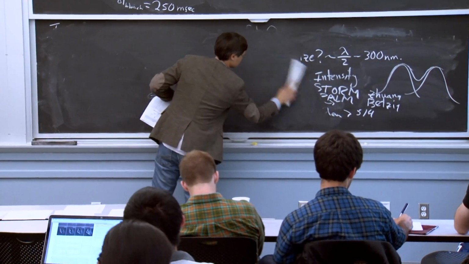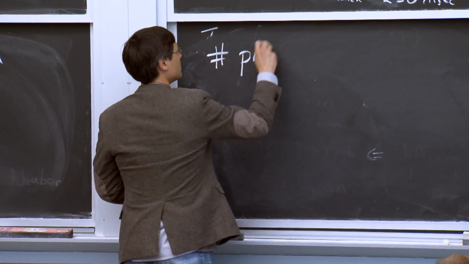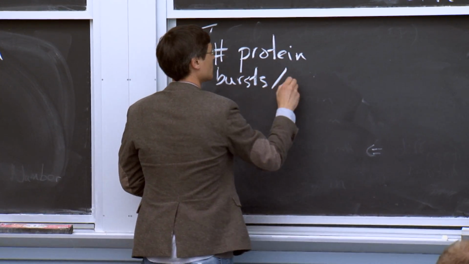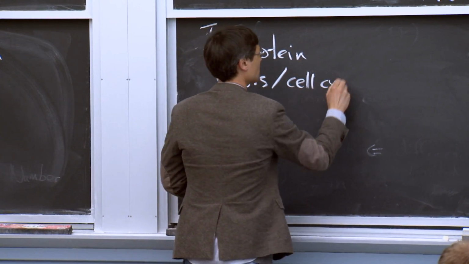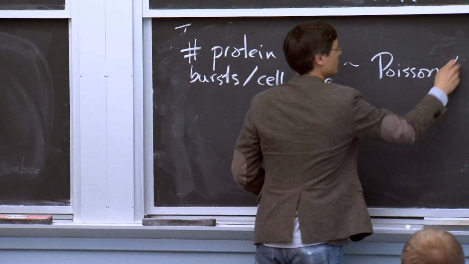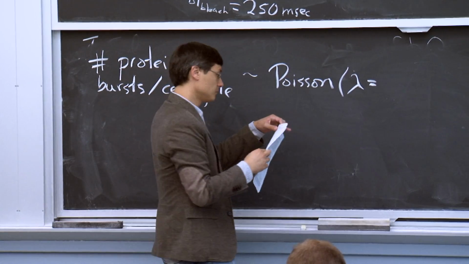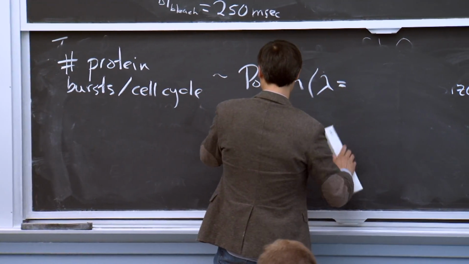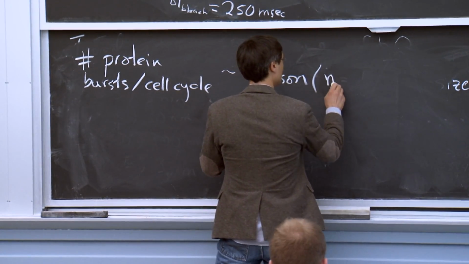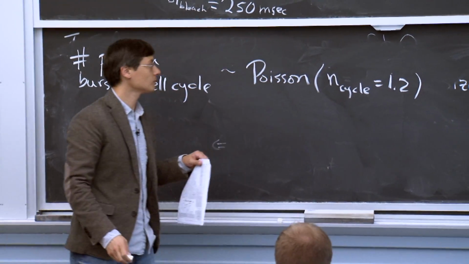So, the number of protein bursts per cell cycle. This was distributed as a Poisson with mean, we typically write lambda, of around 1, 1.2. And they call this n cycle. So I'll be consistent: this is the n cycle for the 1.2.